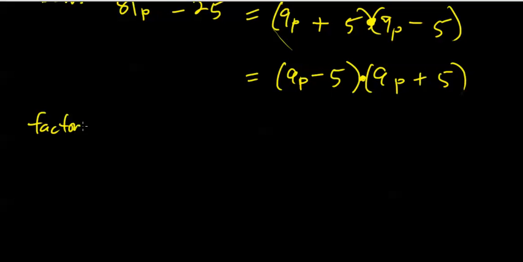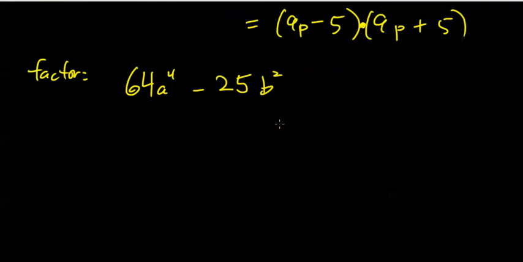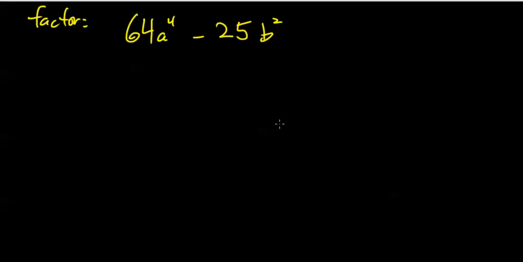Try another one. Factor 64a to the fourth minus 25b squared. Well, I know what you're saying here. I thought this was a difference of squares topic we're talking about. Well, of course, a fourth power can also be seen as a square. Really, it's a to the fourth power. I could look at that as a squared squared, could we not? Let me show you where we're getting at here.